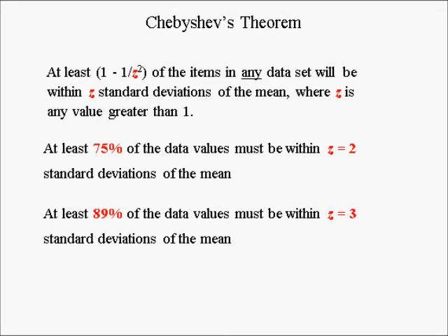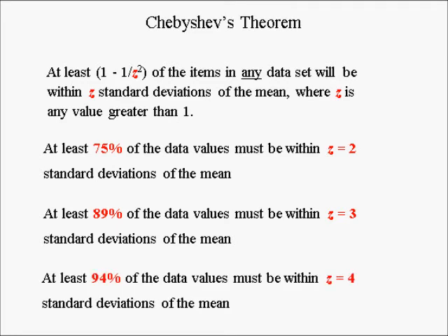If z is equal to 3, z squared is 9. Dividing 1 by 9 yields 0.11. Subtracting this from 1 yields 0.89, which according to Chebyshev's theorem means at least 89% of the data values will be within 3 standard deviations of the mean. If z equals 4, z squared is 16. Dividing 1 by 16 yields 0.06. Subtracting this from 1 yields 0.94, which according to Chebyshev's theorem means at least 94% of the data values will be within 4 standard deviations of the mean.